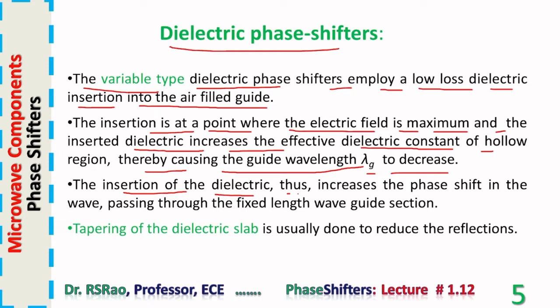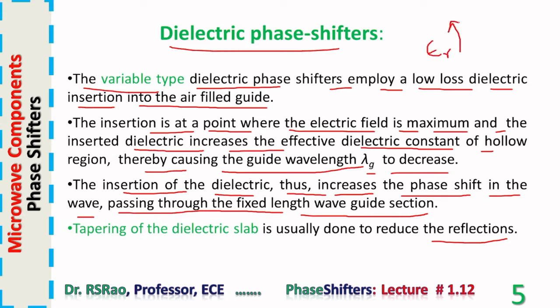Insertion of the dielectric thus increases the phase shift in the wave passing through the fixed length waveguide section. Tapering of the dielectric slab is usually done to reduce the reflections. So basically the basic principle here is that epsilon r is increased by inserting a dielectric slab into an air-filled guide. Change in epsilon r naturally changes lambda g. Change in lambda g causes phase shift.